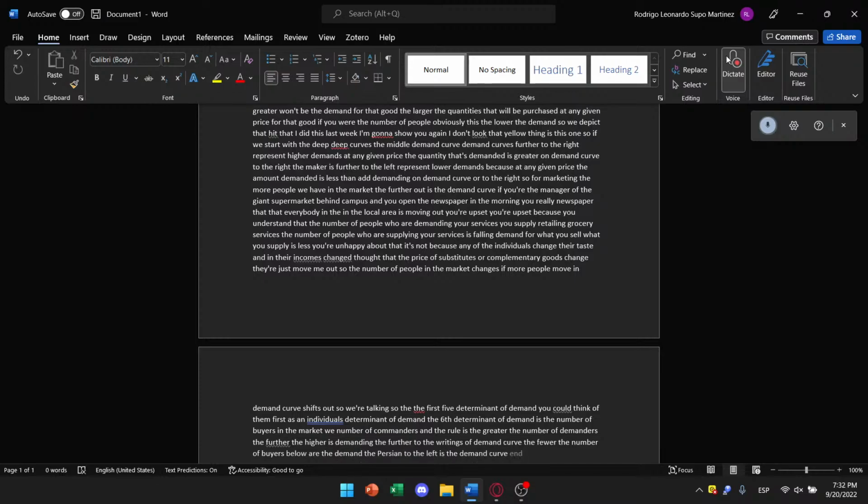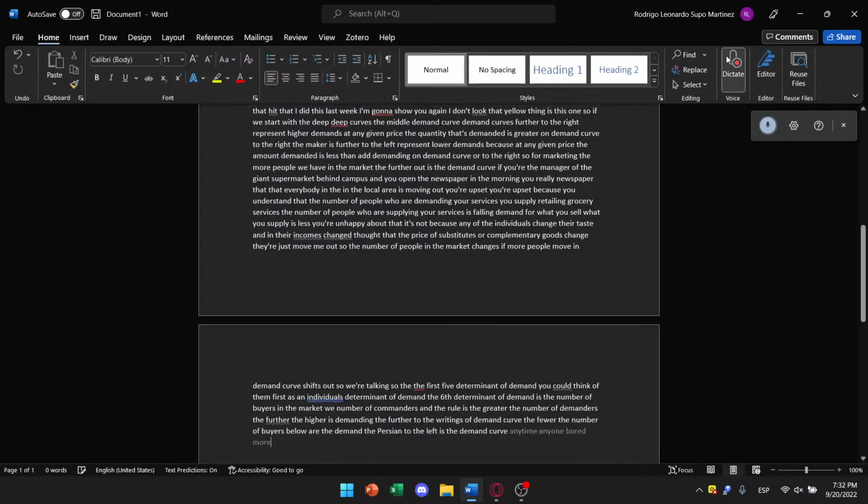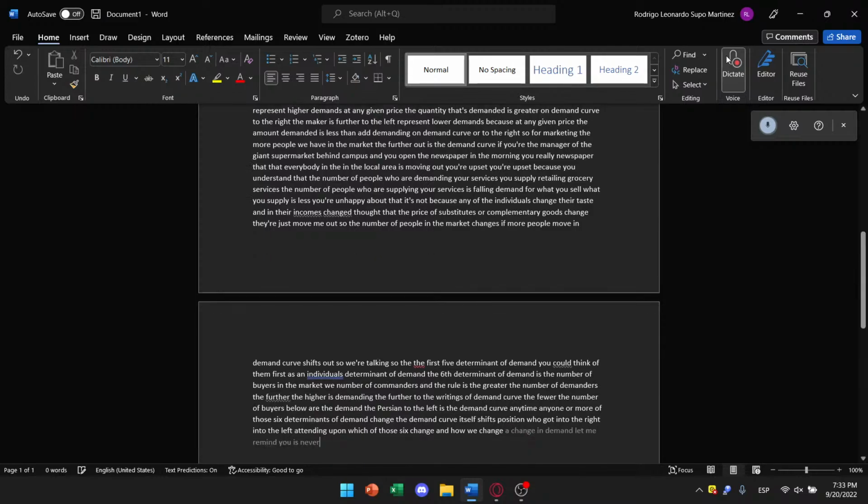Anytime any one or more of those 6 determinants of demand change, the demand curve itself shifts position. It moves either to the right or to the left, depending upon which of those 6 change and how it changes. A change in demand, let me remind you, is never, ever caused by a change in the price of the good in question.